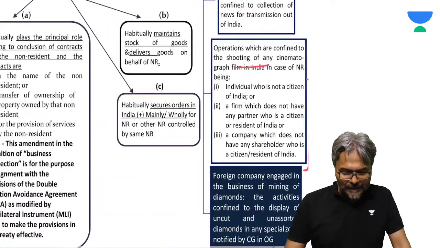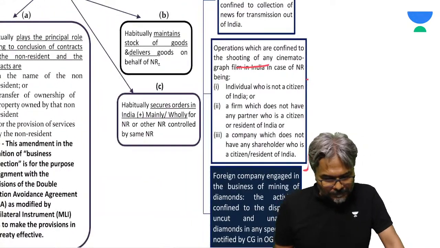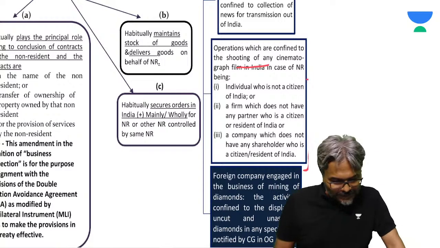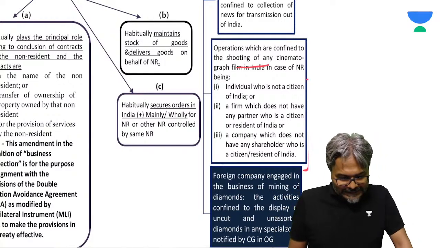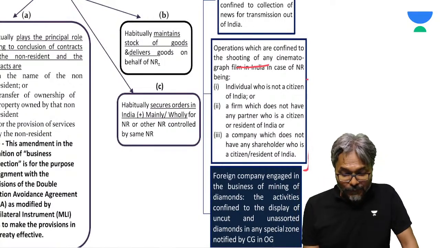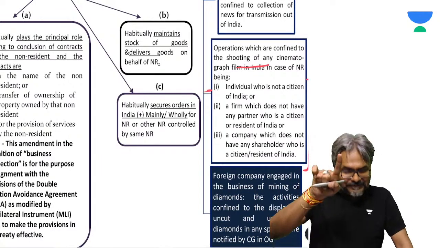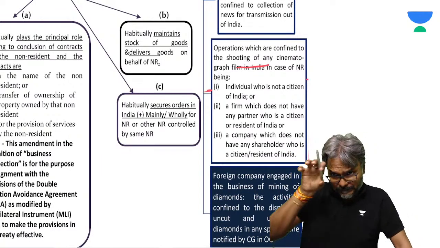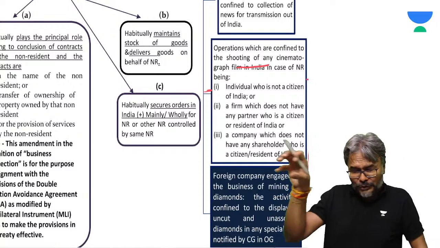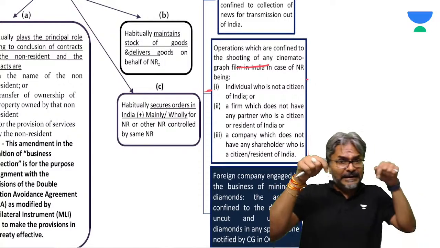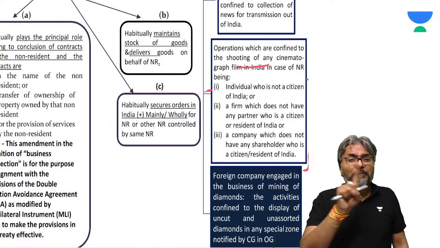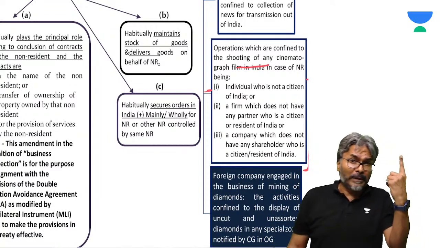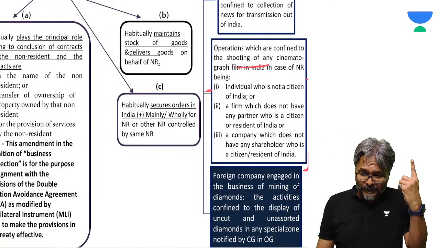These are the further conditions, students, that have to be taken into account. I'll just enlarge this particular portion. So let's have a look at this, students. What are the other conditions? If that particular producer of the movie who has come to India for shooting of the cinema films is an individual, then he should not be a citizen of India. Point number 1.